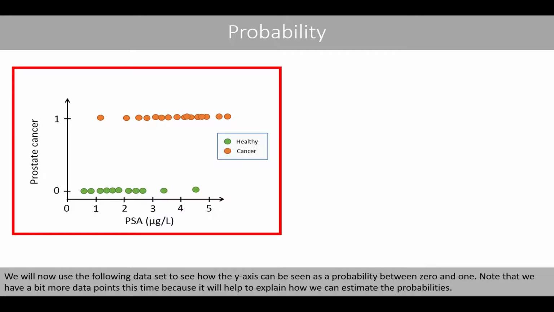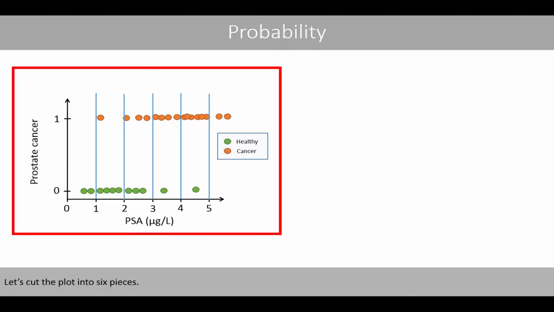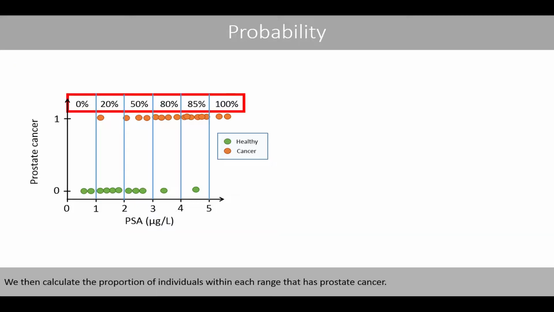We will now use the following dataset to see how the y-axis can be seen as a probability between 0 and 1. Note that we have a few more data points this time, because it will help to explain how we can estimate the probabilities. Let's cut this plot into 6 pieces. We then calculate the proportion of individuals within each range that has prostate cancer.